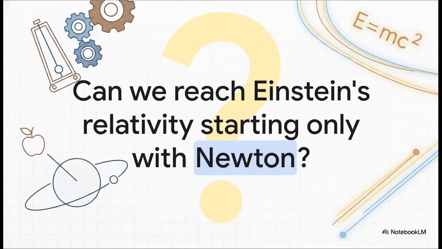But let's just start with a huge question. What if I told you we could get to Einstein's relativity by starting almost entirely with Newton? I mean, could we actually derive one of the most famous formulas in all of physics without using the usual starting points, like the whole thing about the speed of light being constant? Well, the answer is, believe it or not, yes. And we're about to see exactly how.